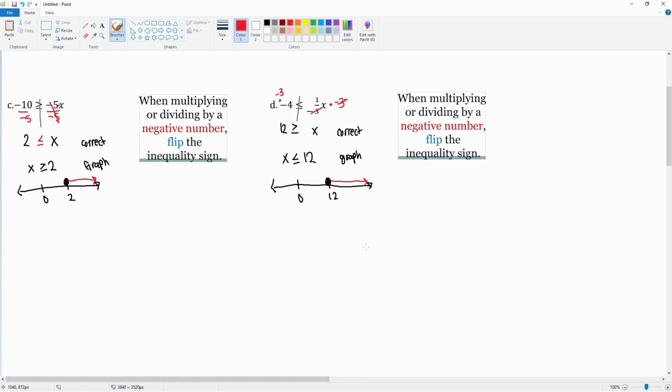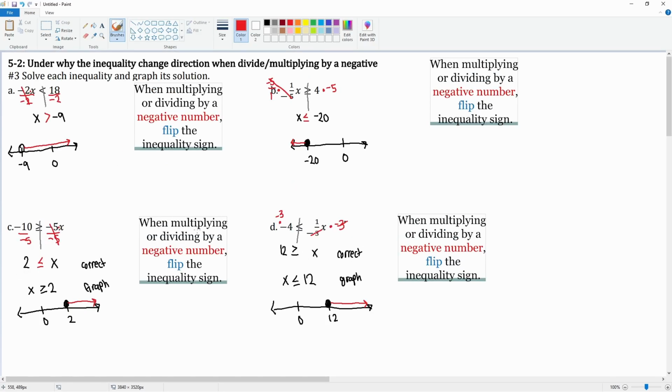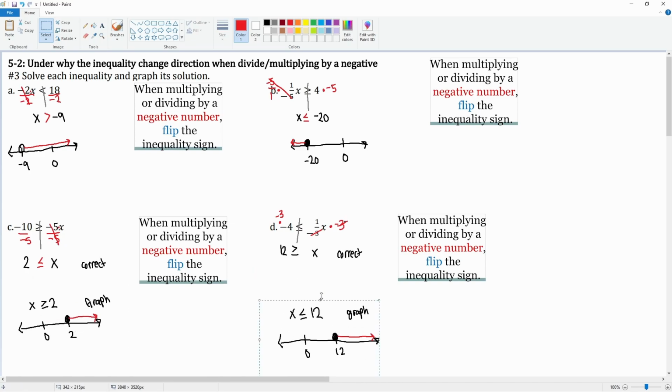In every single one of these problems, we actually had to flip the inequality. Why? For A, we divided by a negative. For B, we multiplied by a negative. For C, we divided by a negative. And for D, we multiplied by a negative. So in all these problems, I had to flip the inequality because we multiplied or divided by a negative. Remember, in the last two problems, the only reason I flipped it again is because I wanted to graph it. This is still the correct answer. I just prefer this for graphing it.